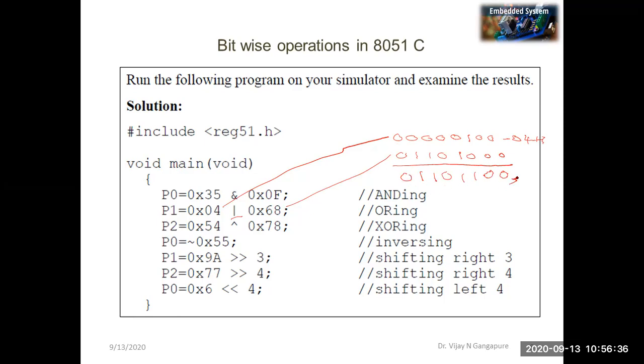So in hex this will be 6, and this is C. So 6C is the result of the bitwise OR operation between 0x04 and 0x68, and this 6C, the result of the bitwise OR operation, will be output to port 1. Okay, so this is the bitwise OR operator.